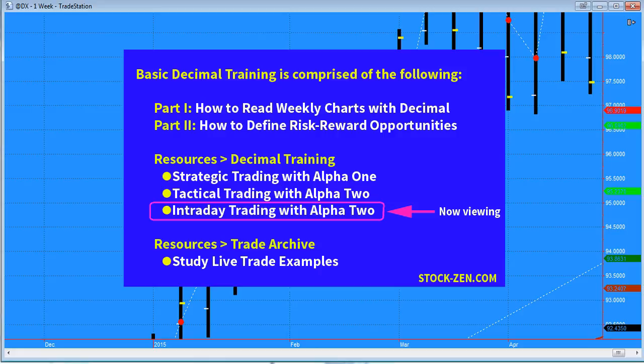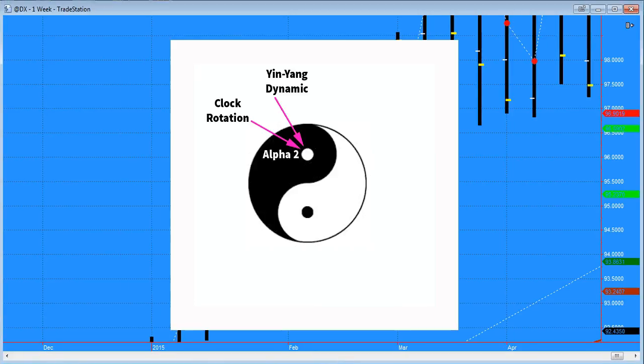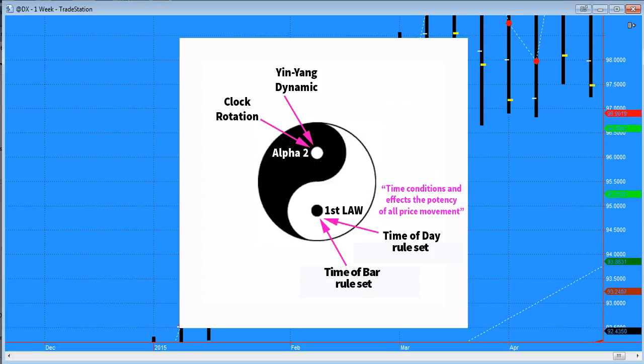We will then specify a rule set for Alpha 2 to determine what a compelling intraday tactical trade opportunity might look like. We start with the Alpha 2 algorithm, and note this is itself a pairing of at least 2 unconventional models, yin-yang dynamic and clock rotation, which you're familiar with from previous videos. Next, we enrich our schematic by pairing Alpha 2 with a semantic pattern idea drawn from a semantic rule set called the laws of trend dynamics.